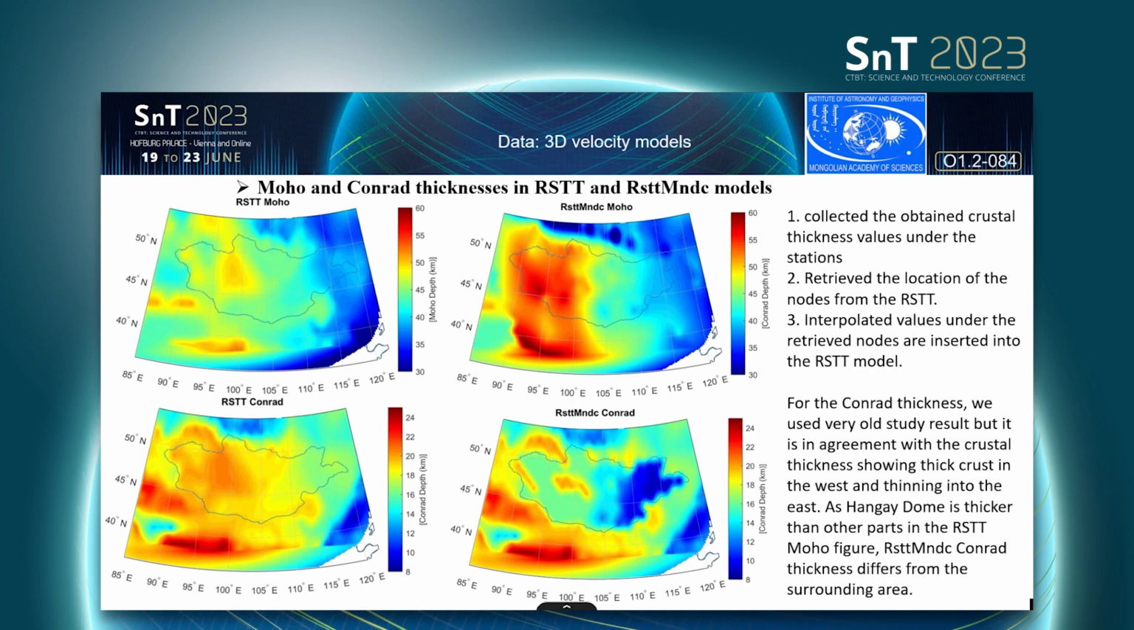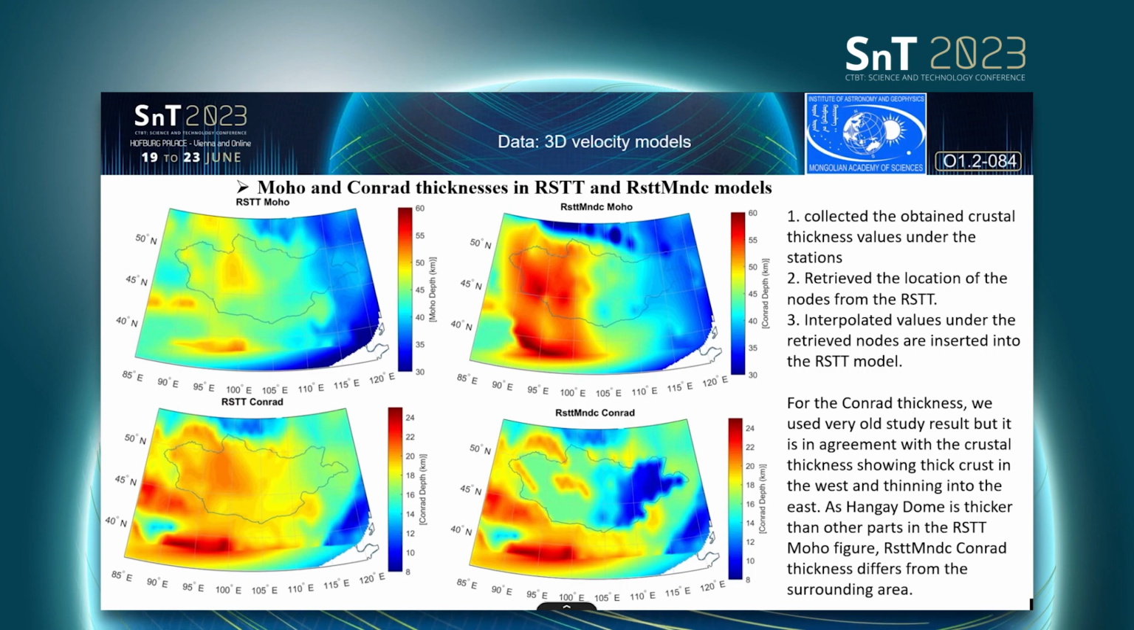So we made a little bit of an approach to achieve our goal. First, we collected the obtained crustal thickness values under the stations and retrieved the location of the nodes from the RSTT using the getNode command, and then interpolated the values under the retrieved nodes and inserted them into the RSTT model.